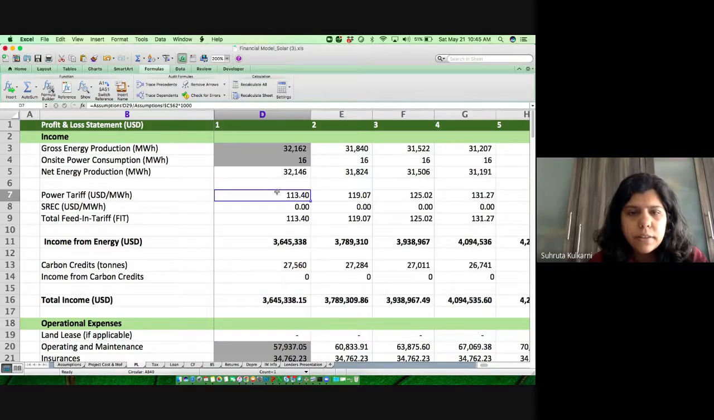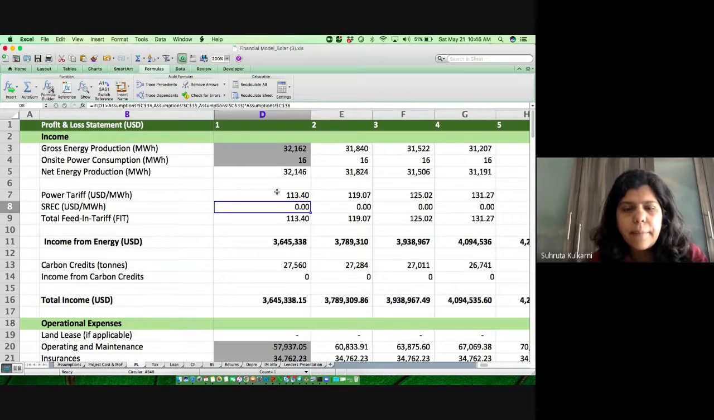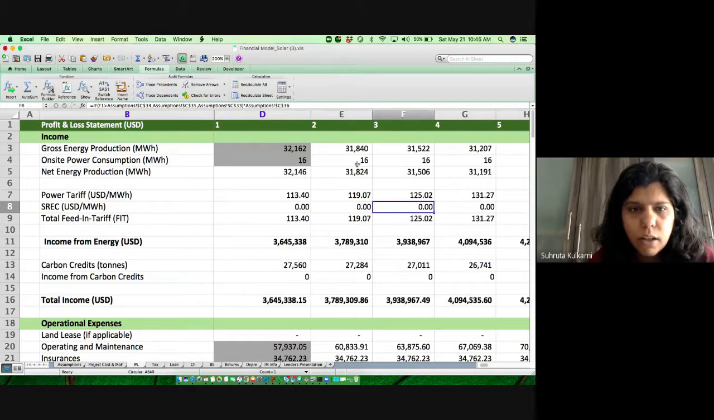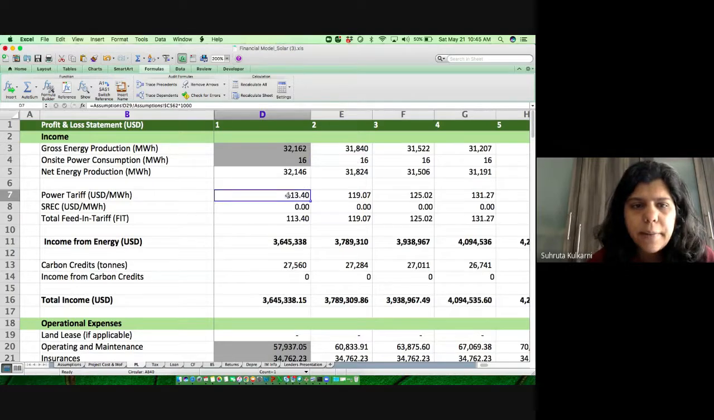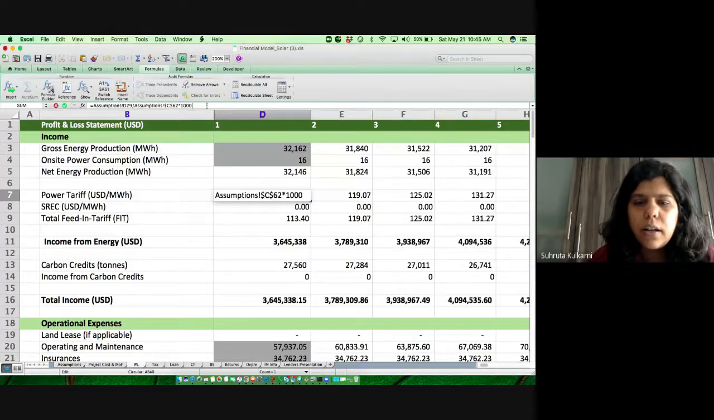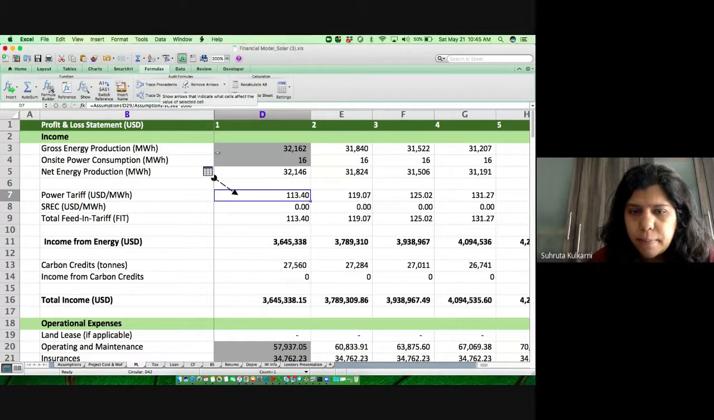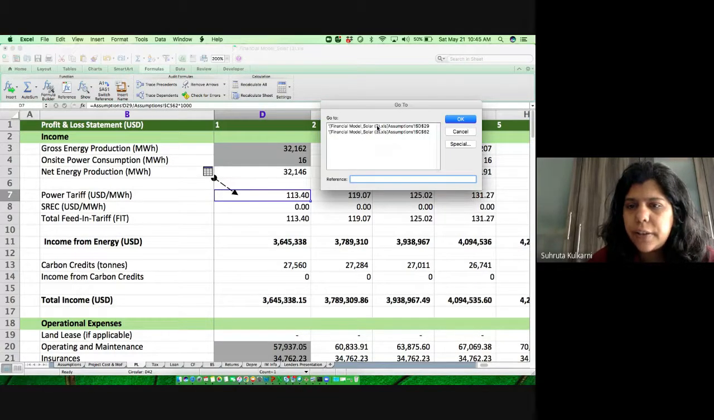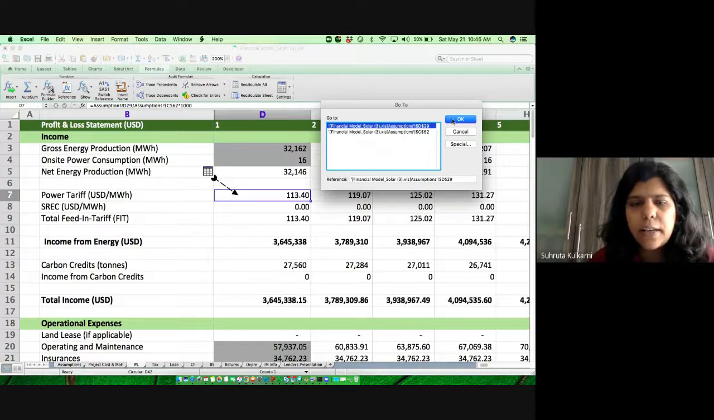Now let's look at something which is, for example here, right? Let's take an example of this, where I have two inputs coming in from the assumption sheet, D29 and C62. Now, if I want to figure out where these are coming from, I use something called trace precedents. What is coming into this cell? And if I click this, it will show me these two things. If I click on this, it will take me over there.